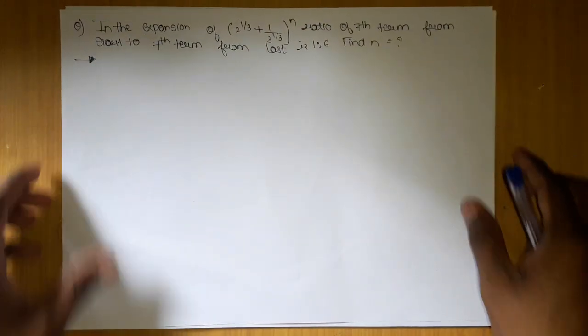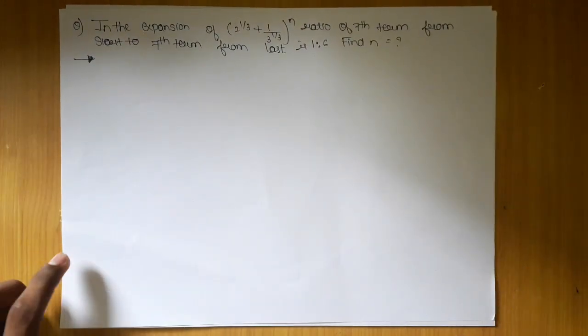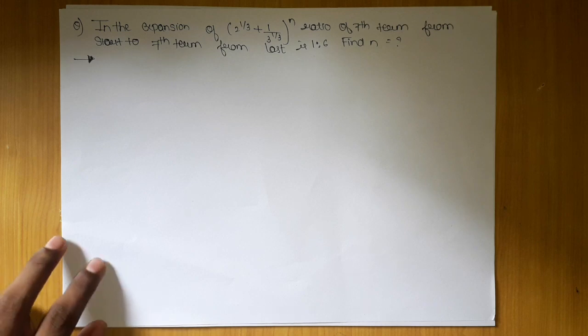The next question which we are going to take is this: in the expansion of (2^(1/3) + 1/3^(1/3))^n, the ratio of the seventh term from the start to the seventh term from the last is 1:6. Find n. Here they have given the ratio of the seventh term from the start to the seventh term from the last, so the start term is divided by the last term.